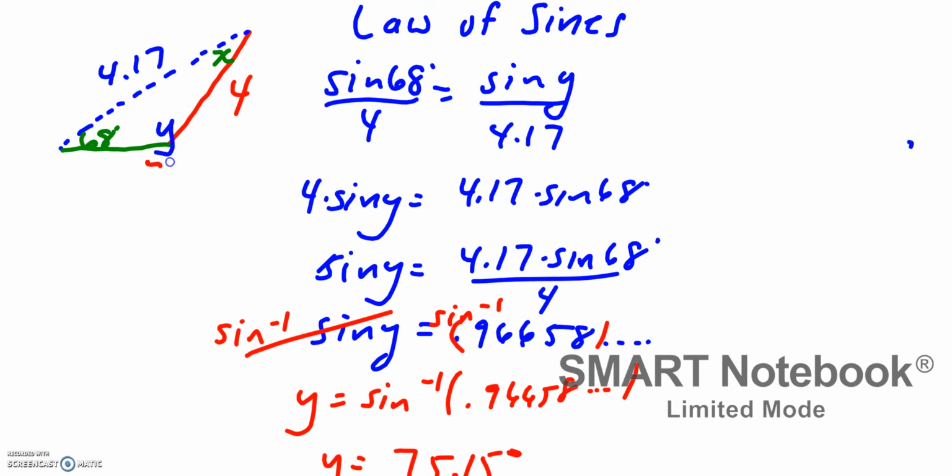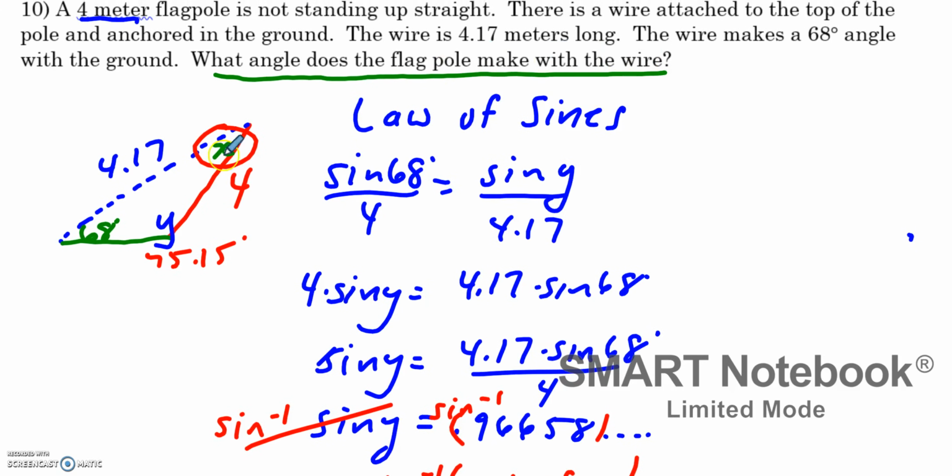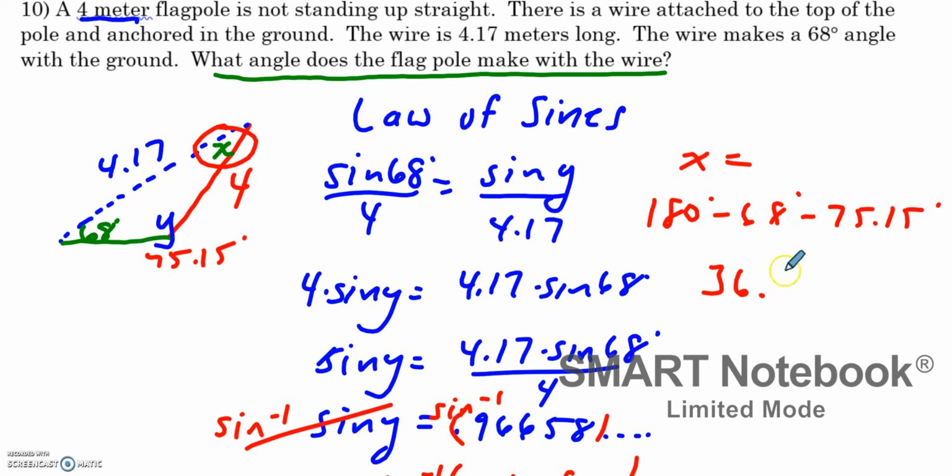So we got this is 75.15, but that's not what the problem asked for. The problem asked for the angle between the flagpole and the wire, which we called X at the beginning of the problem. If I would like to find X, I need to remember that the triangle sum is 180 degrees. So it would be 180 minus 68 degrees, which was given, minus the 75.15, which we just found. And if we calculate that, the final answer is 36.85 degrees.